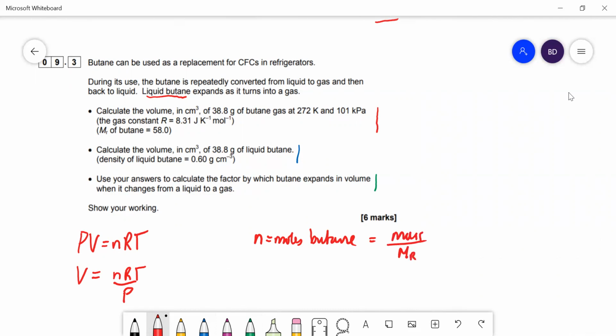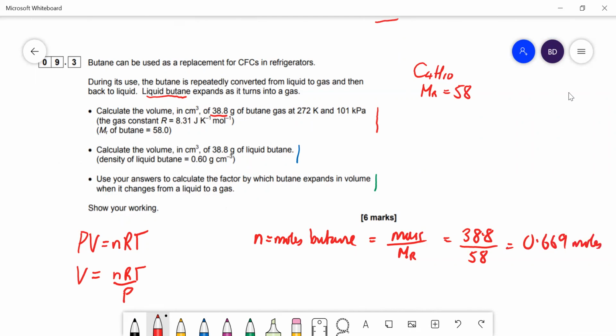Now we've got 38.8 grams of butane. And butane, they don't give you the formula, so you've got to know that it is C4H10. I'm sure you know that. And so the Mr of that is going to be 58. So it's going to be that divided by 58, which gives us 0.669 moles.